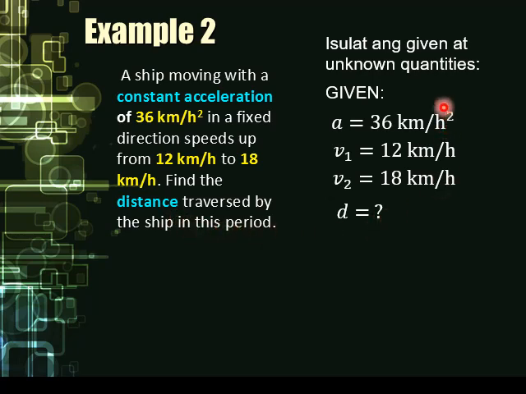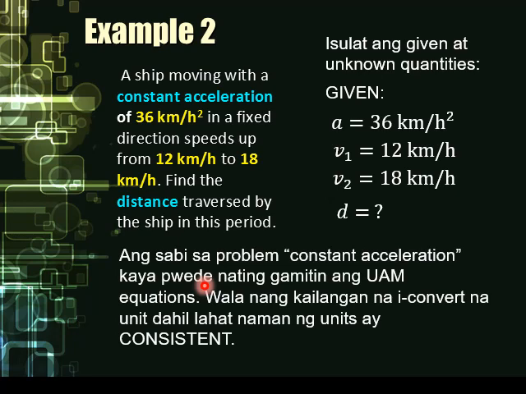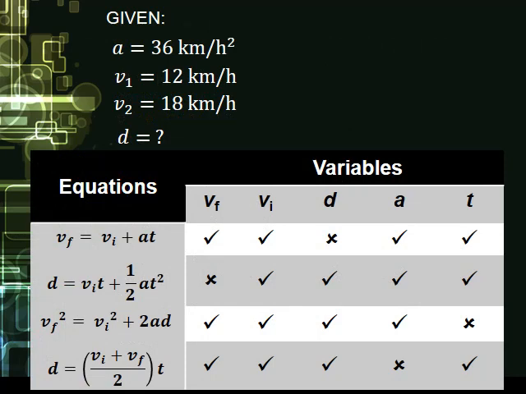Kailangan pa ba nating mag-convert ng units? Hindi na, kasi lahat naman sila is consistent with each other. Consistent yung 36 kilometers, sa 12 kilometers, at saka sa 18 kilometers. At saka wala din namang sinabi dun sa problem na yung unit mo is kailangang maging meter for the distance. So, proceed as it is. Sinabi din sa problem ng constant acceleration, so dahil constant acceleration to, pwede tayong gumamit ng UAM equations. Ito na yung mga given natin.